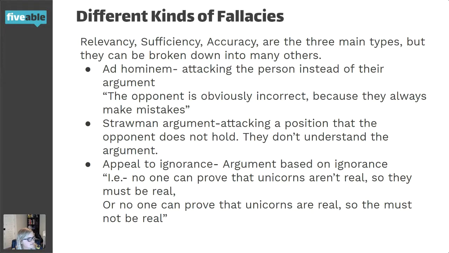Relevancy fallacy. Okay, and then appeal to ignorance is an argument based on ignorance. So for example, no one can prove that unicorns aren't real, so they must be real. Or no one can prove that unicorns are real, so they must not be real. So it's like basing an argument off what people don't know instead of what people do know, if that makes sense.